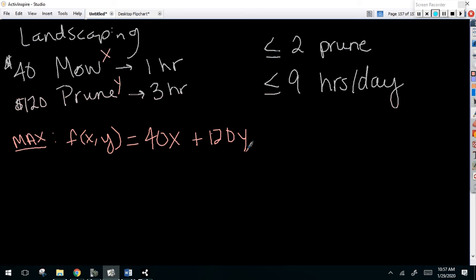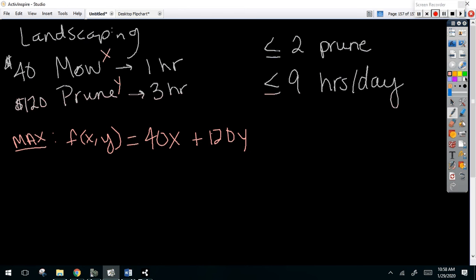What kind of criteria do we have that we can or can't do? We only do 9 hours a day. And it takes 3 hours to prune and 1 hour to mow. So how can I say that? X plus. All right, what is X? Mowing. What is Y? Pruning. Oh, X plus 3y.